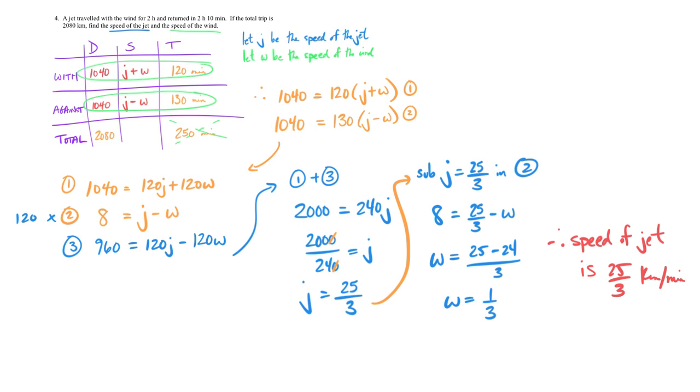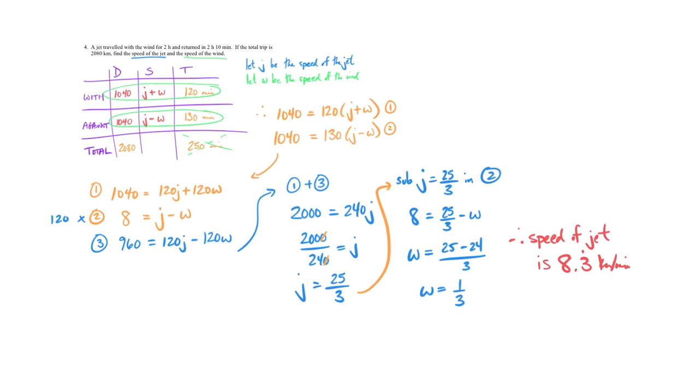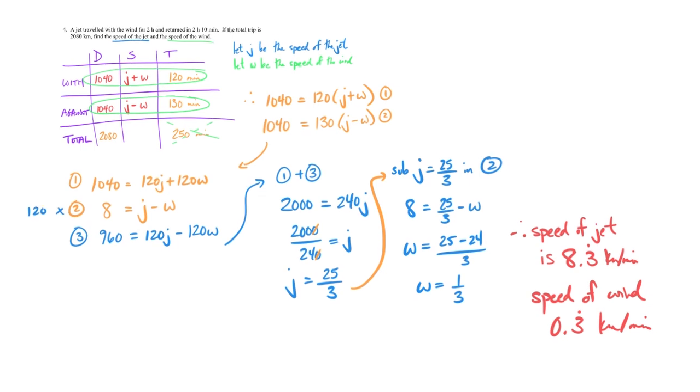You have your exact answer in your solution. But to be able to talk about that, you could say the speed of the jet is 25 divided by 3, which is 8.3 repeated kilometers per minute. And that might make more sense to you. You could then say that the speed of the wind is 1/3 or 0.3 repeated kilometers per minute. There we go. Okay, that one was a bit of a doozy.